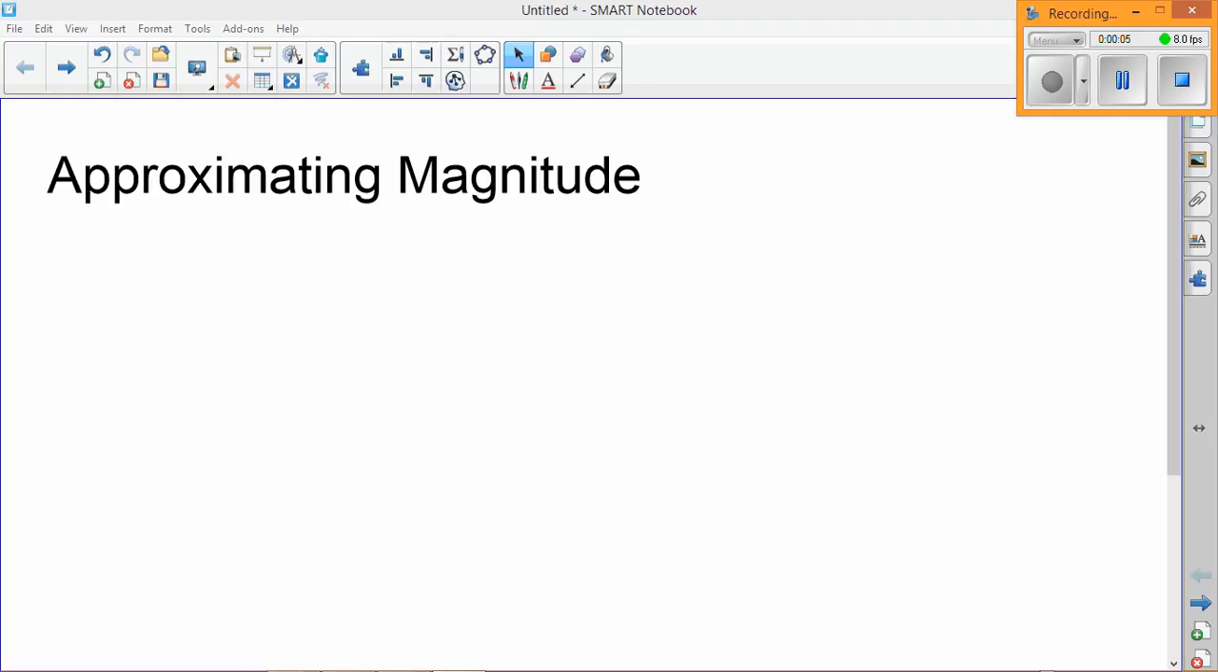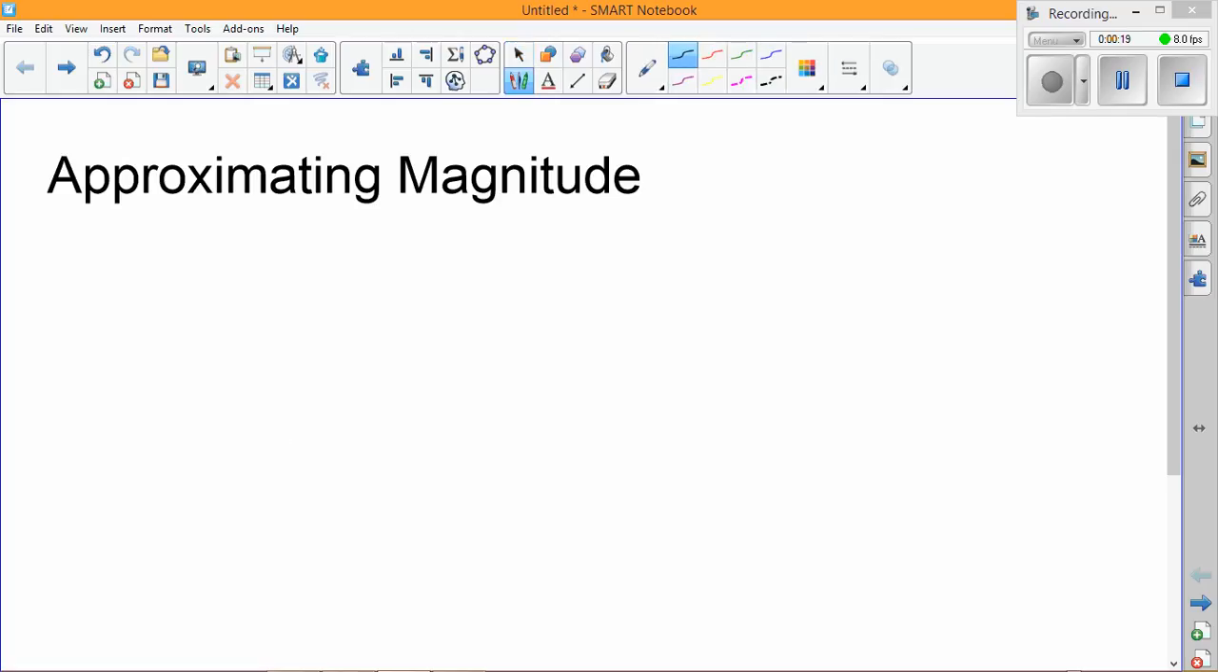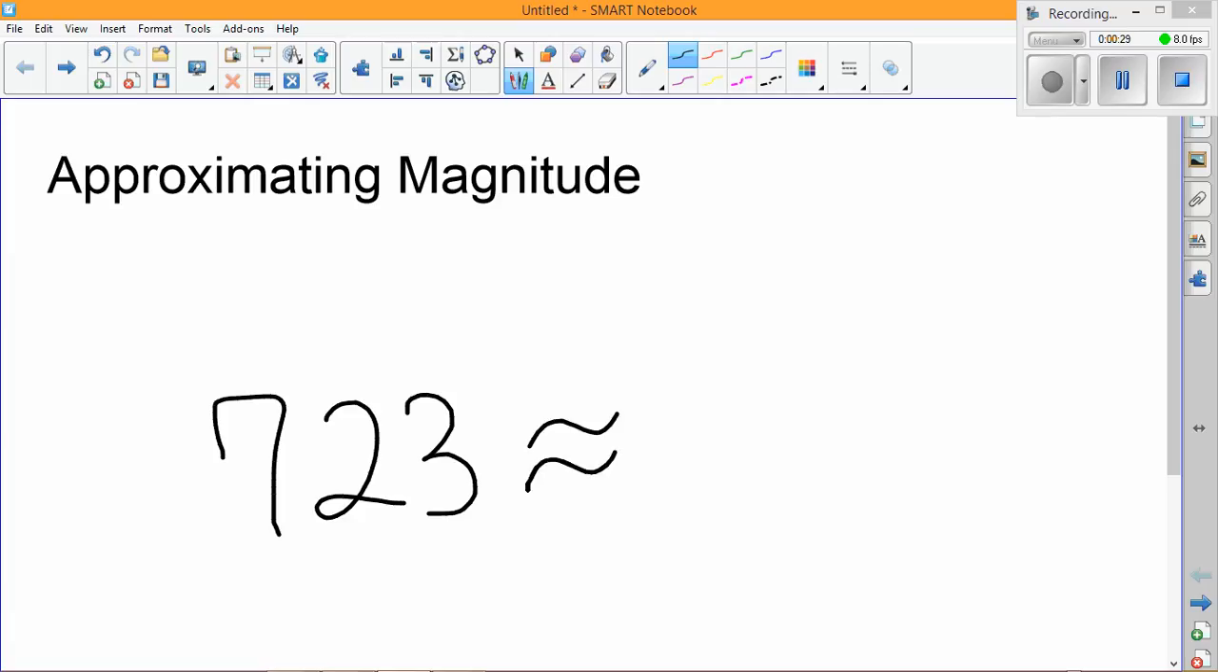In this lesson, we talk about approximating magnitude. Previously, we spoke about how we can come to the smallest power of 10 that exceeds a number. So, in quick review, if I have a number, let's say 723, I can approximate the magnitude with a power of 10. And we can say that 723 is approximately 10 to the third power.